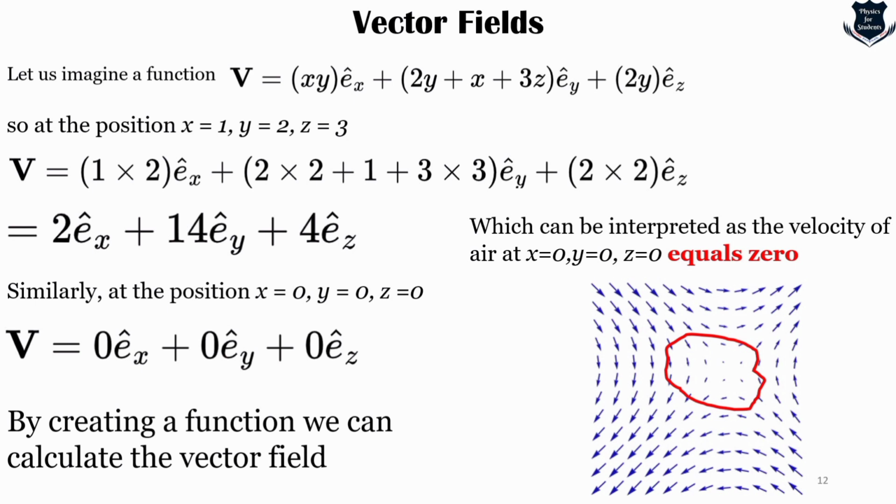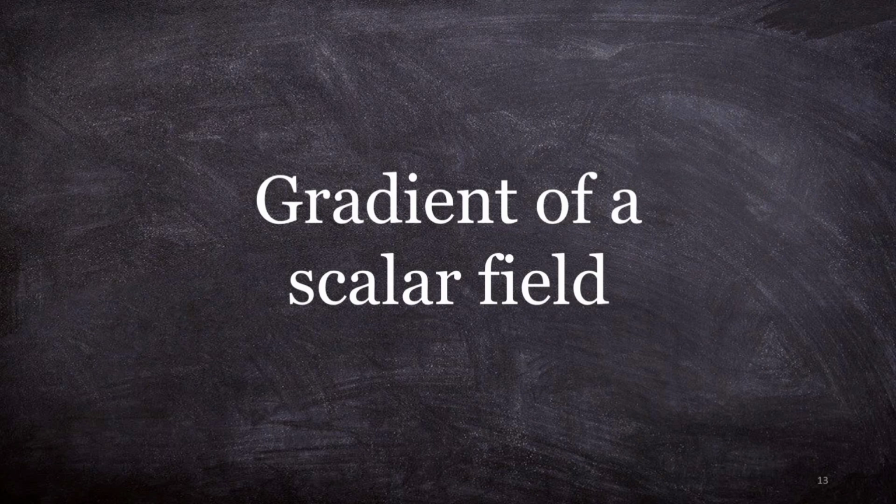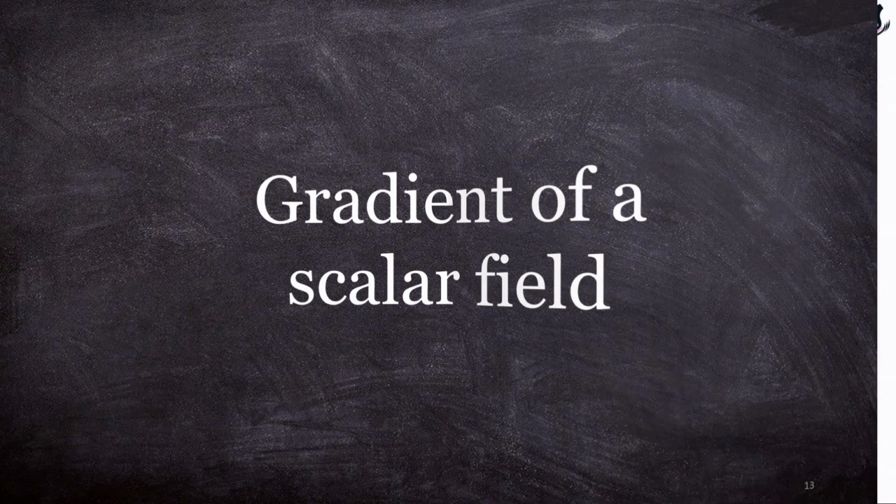So I hope this is quite clear. This is how vector fields are calculated. It is a kind of function. We have shown it, and then we plug in the values and get whatever we require in order to calculate it. Okay, now we come to what is called the gradient of a scalar field.